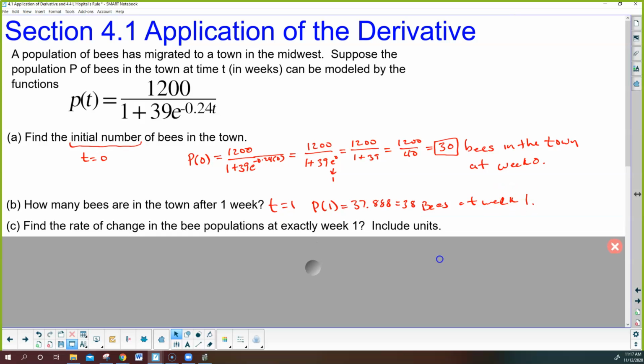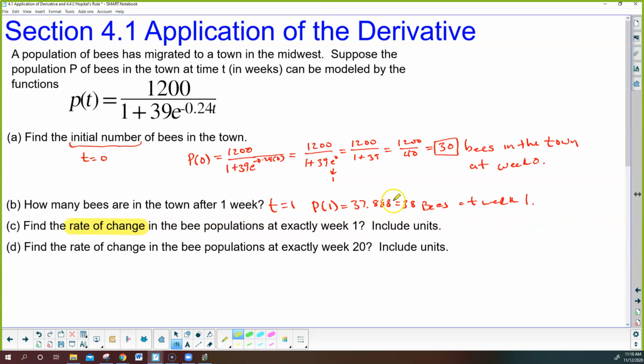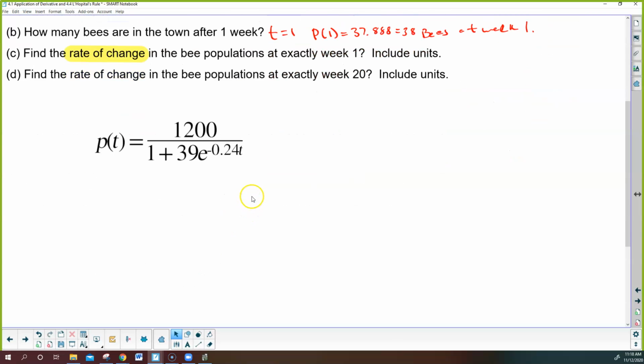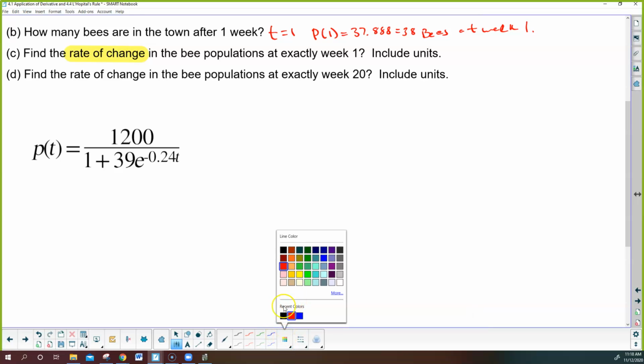Now, the whole reason why I wanted to do this problem was not those first two questions. What we're looking for is the rate of change. And that's the second question here. What is the rate of change of the bee population at exactly 1 week? Include units. Well, I was planning on doing this with our calculator, but since that option doesn't work right now, we're going to try to do this by hand. And let's see if this works out. It should.